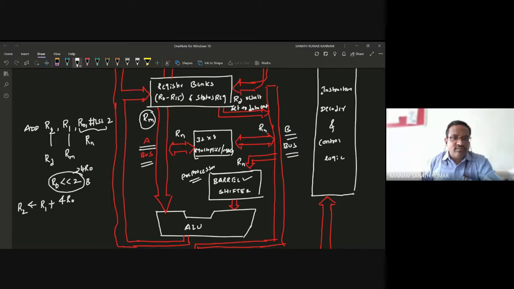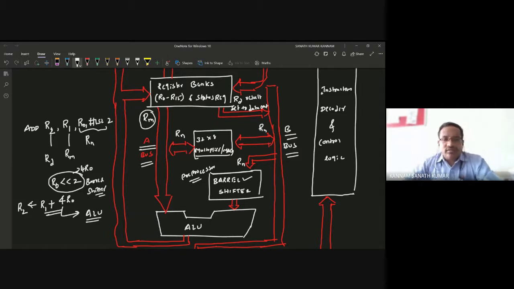This operation of left shift, giving you 4 R0, will be done by the barrel shifter. Before coming into the ALU, whatever left shift, right shift or rotate operation is there will be performed in the barrel shifter. This process we call pre-processing. After that, the addition operation will be performed by the ALU.